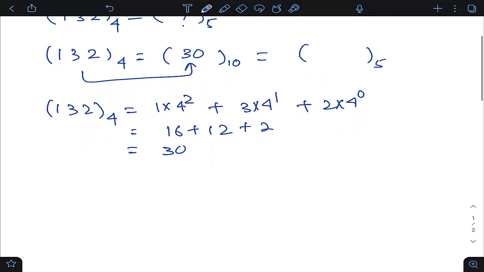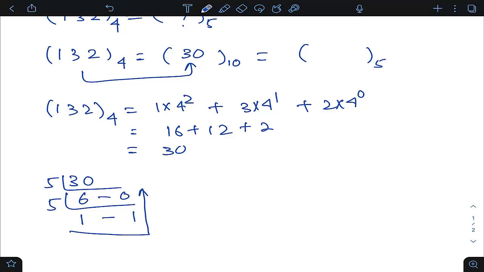If you have the number 30 in base 10 and want to convert it back into base 5, you have to repeatedly divide that number by 5, the long division process. So 5 sixes are 30, the remainder is 0. Then 5 into 1 is 5, and the remainder is 1. So now you see 30 in base 10 is equivalent to 110 in base 5.